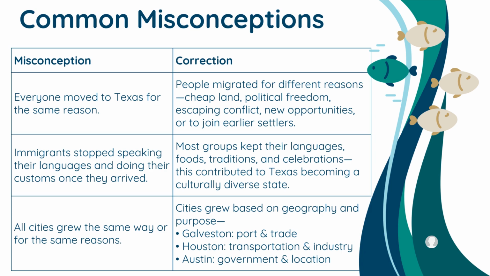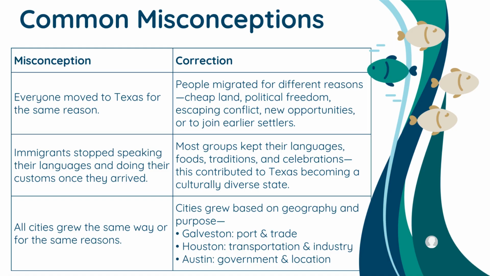In reality, people migrated for a variety of reasons, such as seeking cheap land, political freedom, escaping conflict, new opportunities, or to join earlier settlers. This diversity of motivation reflects the complex tapestry of human migration. We might also hear students think that immigrants completely abandoned their languages and customs upon arrival, but most groups maintained their languages, foods, traditions, and celebrations, and this cultural preservation contributed to Texas's rich and diverse heritage.